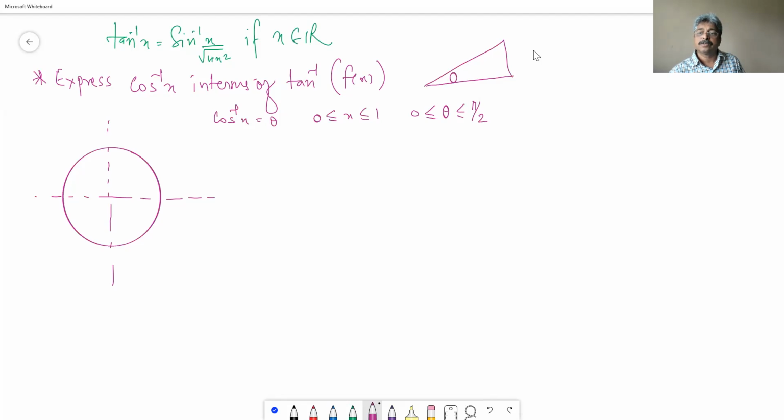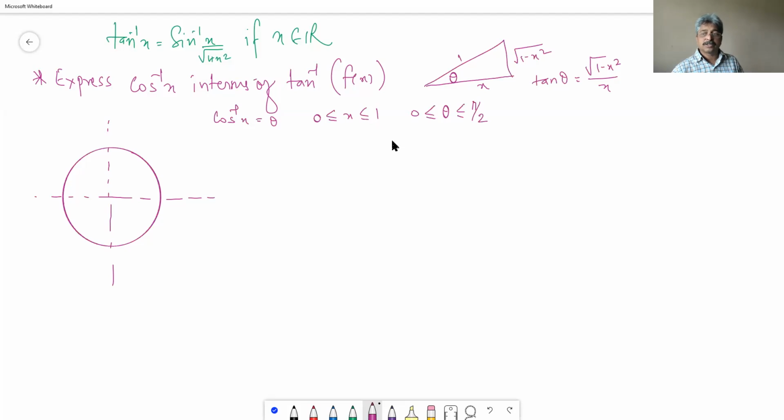This is theta, cos means this is x, this is 1, therefore this is radical 1 minus x square, and we want tan. Therefore tan theta is equal to radical 1 minus x square upon x. This is our main function. Excuse me, sir, shouldn't we take x greater than equal to 0 and less than 1? Because if x is equal to 1, tan inverse of pi by 2 is not defined.